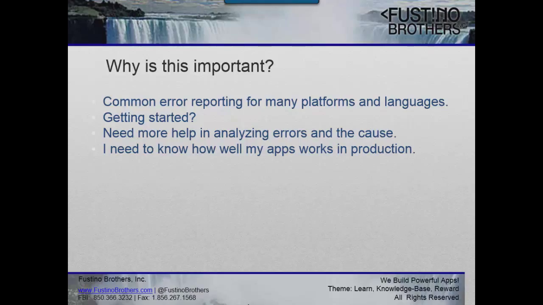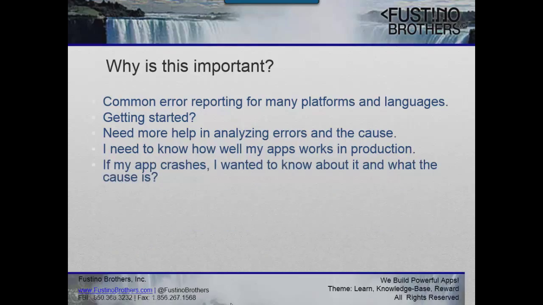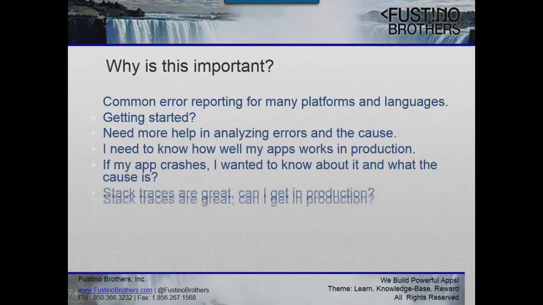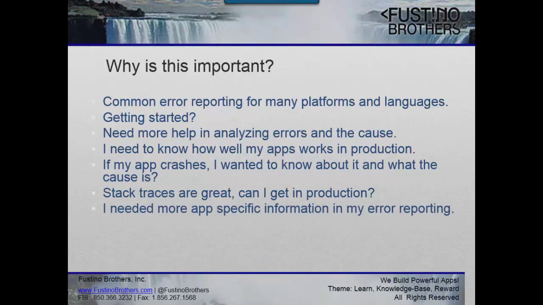If somebody's having a problem halfway around the world, I want to know about it. This is the kind of mindset that I had in building this app. If it crashes, I want to know about it and what the cause is. Stack traces are great. Can I get these in production? You see stack traces a lot when you're debugging, but wouldn't it be nice to have that in production? And I needed more app-specific information on some of my errors. I was seeing groups of errors around two areas in my application.